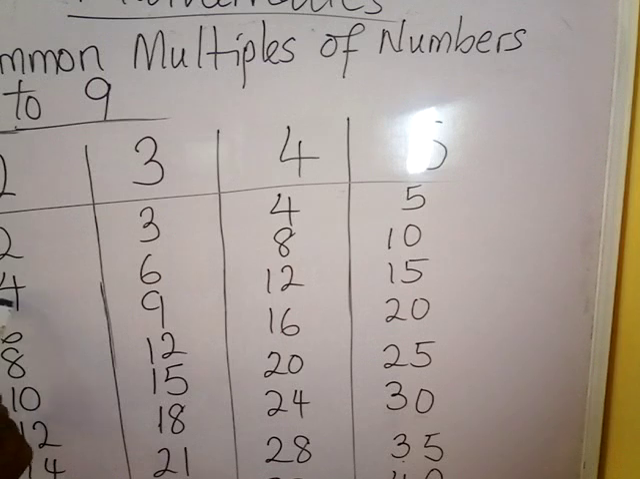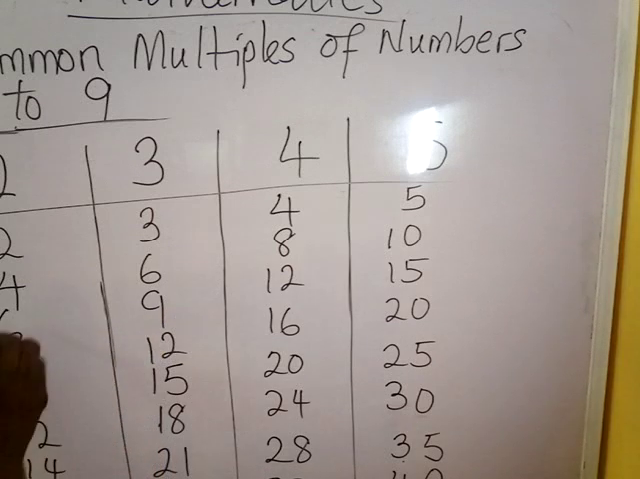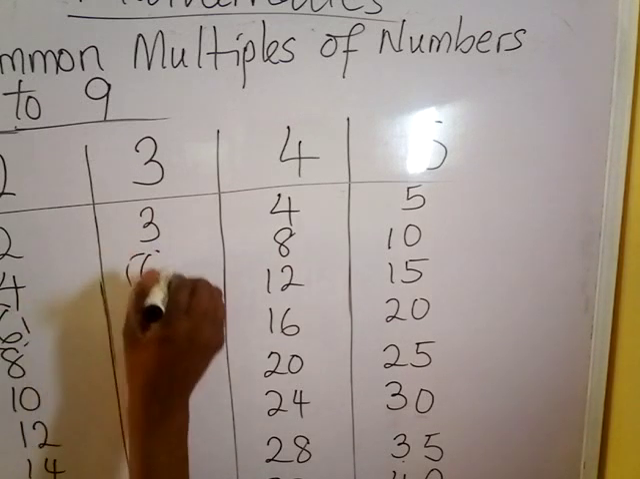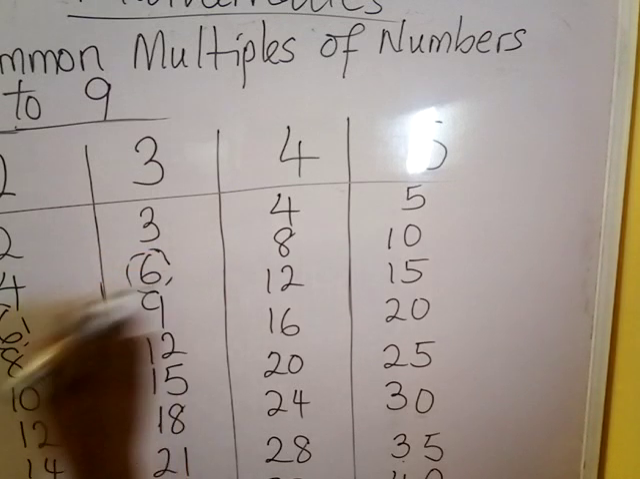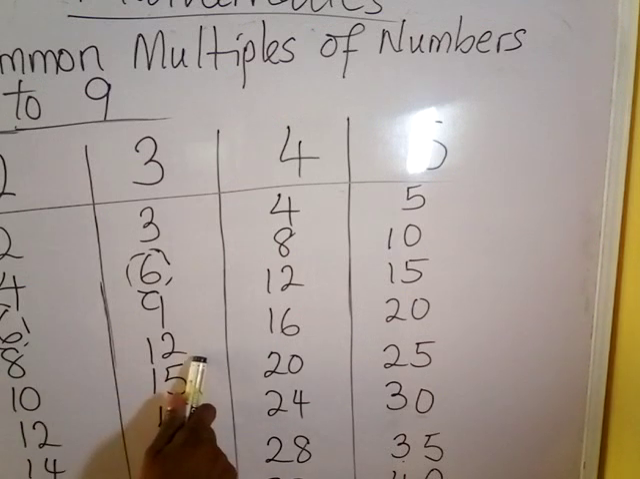Here we have 4, here we have 6, nothing common yet. Here we have 6, here we have 9. Wow, so we've seen 6. Let's just circle it. So we've seen 6 here. So that means 6 is common to 2 and 3. It's a common multiple.